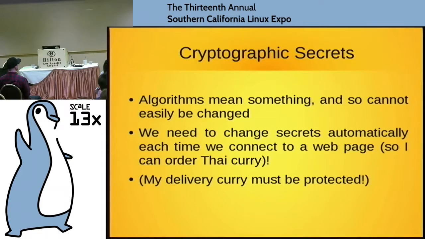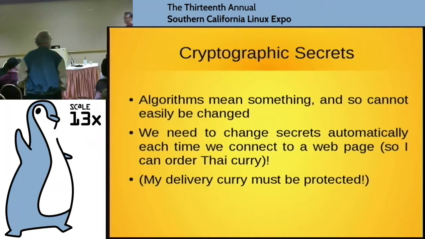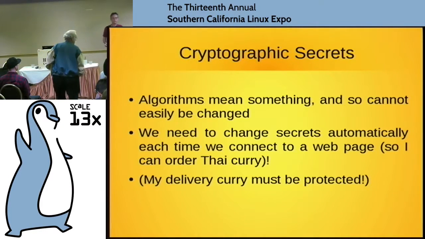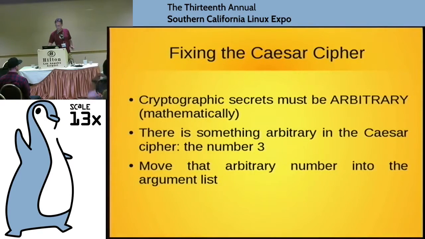Now, we actually want to change secrets automatically every time we connect to a server, and the real reason is because the purpose of cryptography is so I can order Thai curry over the internet, basically. I mean, you guys may have your agenda, but that's what I want. And that means I'm going to have to actually generate a secret every time I do this. And so it cannot be a function. It cannot be an algorithm. So in mathematical language, it means that cryptographic secrets need to be arbitrary. They have no significance except we chose them.